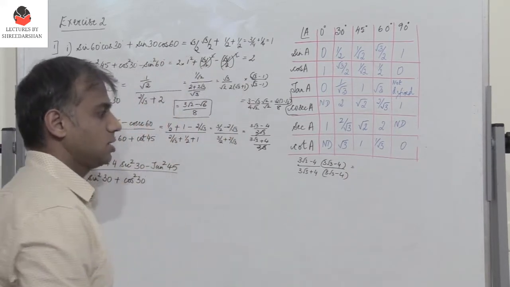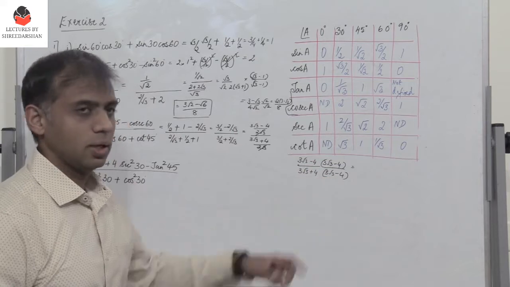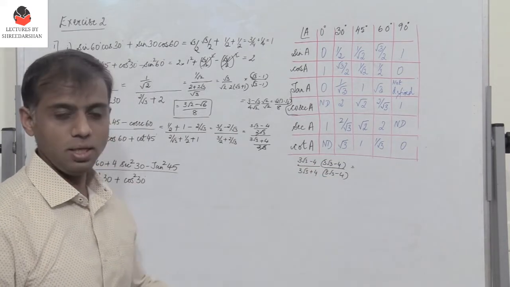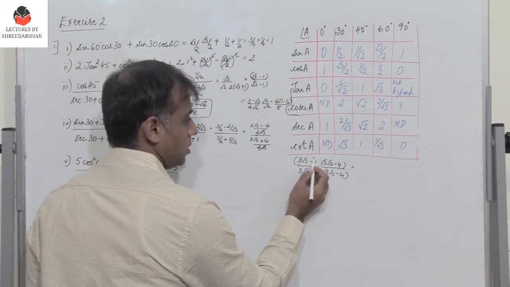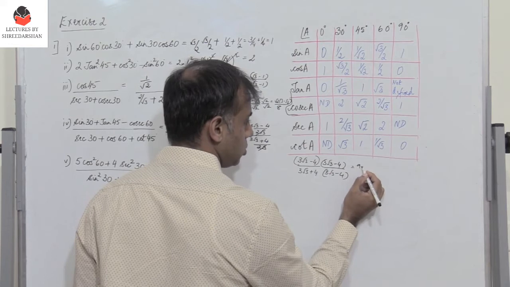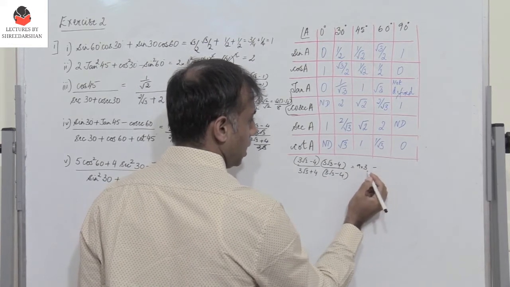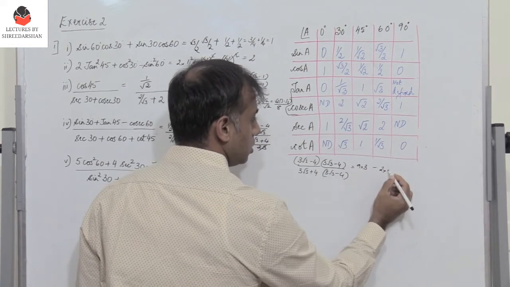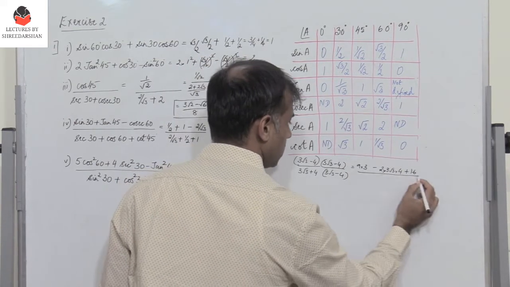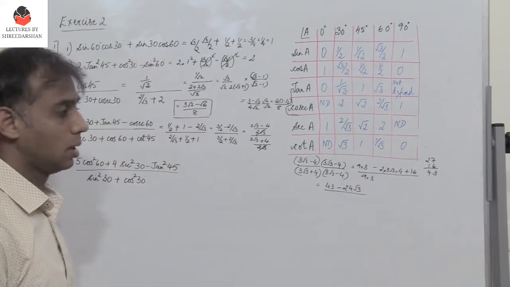Okay, so now this is of the form a square minus 2ab plus b square, right? So a is 3 root 3, so I have 9 into 3 a square minus 2 into 3 root 3 into 4 plus b square, 4 square is 16.